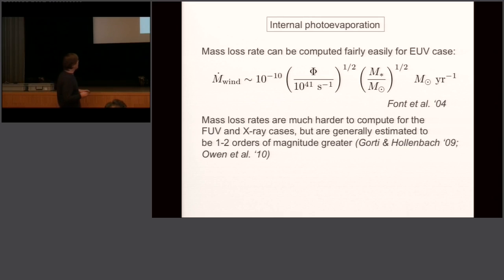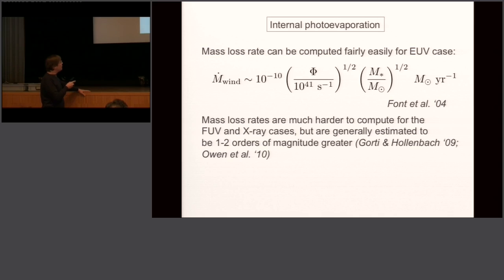Okay, so those things can be computed, and actually in the extreme ultraviolet case, this is a relatively easy calculation, which was done analytically by Hollenbach and others now in the 90s. And so what you find there, making some corrections which come from numerical simulations, is that the total mass loss rate in the wind is something like 10 to the minus 10 solar masses per year for fiducial parameters. So that would be a star with the mass of the sun and an ionizing photon flux that's about 10 to the 41 photons per second.